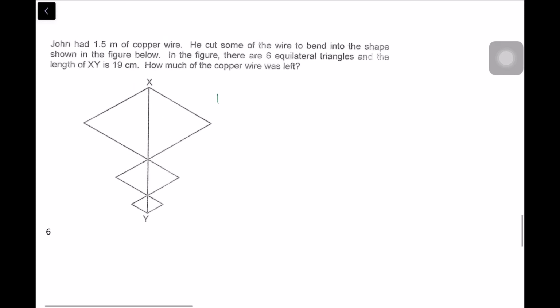John had 1.5 meters of copper wire. He cut some of the wire to bend it into a shape as shown in the figure below. In the figure, there are 6 equilateral triangles and the length of xy is equal to 19 cm. How much of the copper wire was left over?